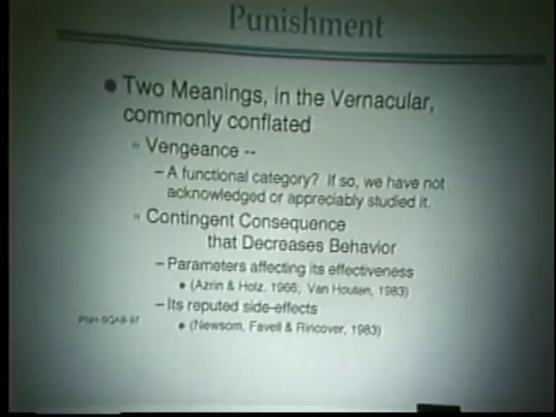A couple other articles are, I think, pertinent here. The one by Van Houten in 1983 appears in a book edited by Axelrod and Apsche. That's on the punishment of human behavior. And what Van Houten achieved was to show that the basic rubric that was laid out by Azrin and Holtz is also valid in addressing human behavior.